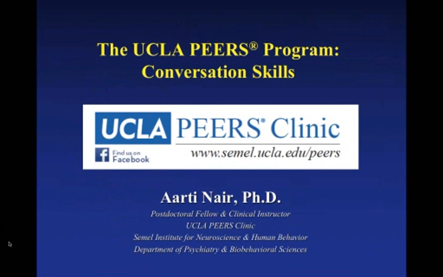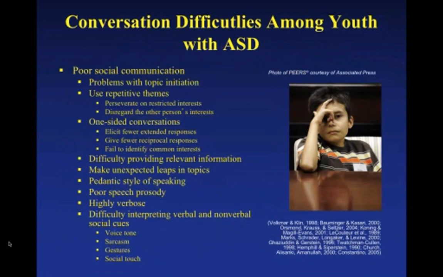Thank you, Denise. So today I'm going to be talking about the UCLA PEERS program, focusing primarily on the conversation skills that we teach through our program. Some of the more common conversation difficulties that we see with youth with autism spectrum disorders include poor social communication. That involves problems with topic initiation, knowing what kind of topics to talk about with their peers and how to get started. What often happens is they may tend to use repetitive themes.